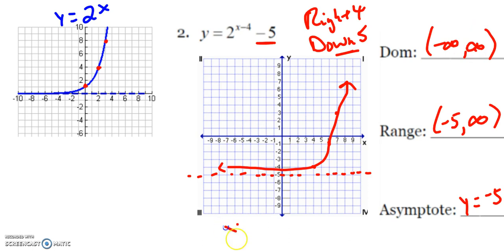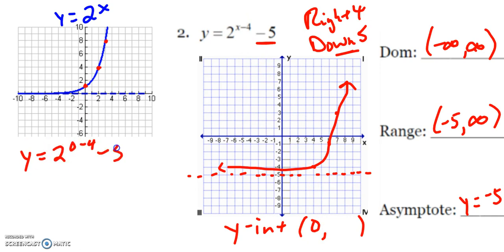Let's think about our y-intercept. This one's going to be slightly different because our 0, 1 shifted. And so we have a value here where we're not sure what we can do. So if you recall, x is 0. How can we find that in our original problem? Well, we literally can substitute that into our problem. So we have 2 raised to the 0 minus 4. Subtract the 5. So then we'd have 2 to the negative 4 minus 5.